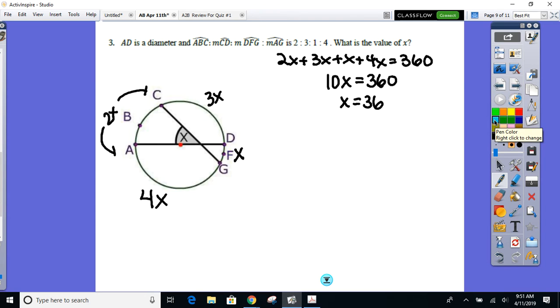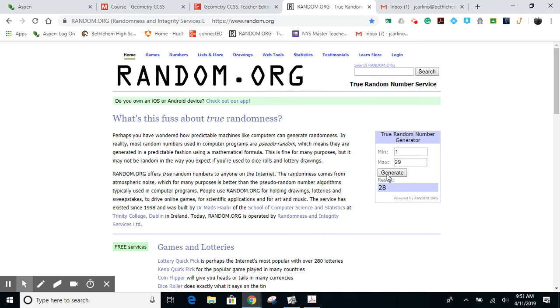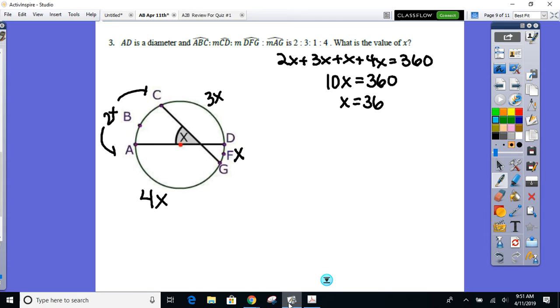Ready? I'll start in order again. ABC, what's the measure? Actually, let me just ask people. 28. Good job. 8. Great job. What's the measure of ABC? 72. Keep going around for me. CD. 108. How about DFG? 36. And AG? 144. All right. Now we can find angle x.